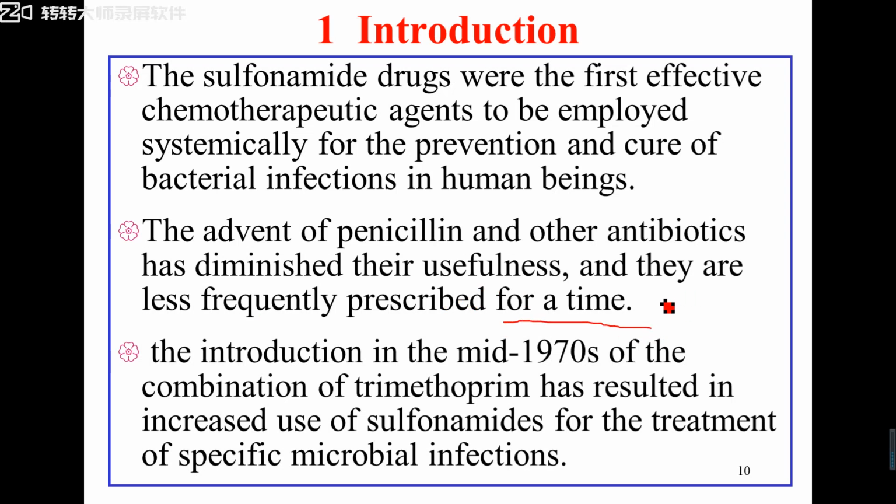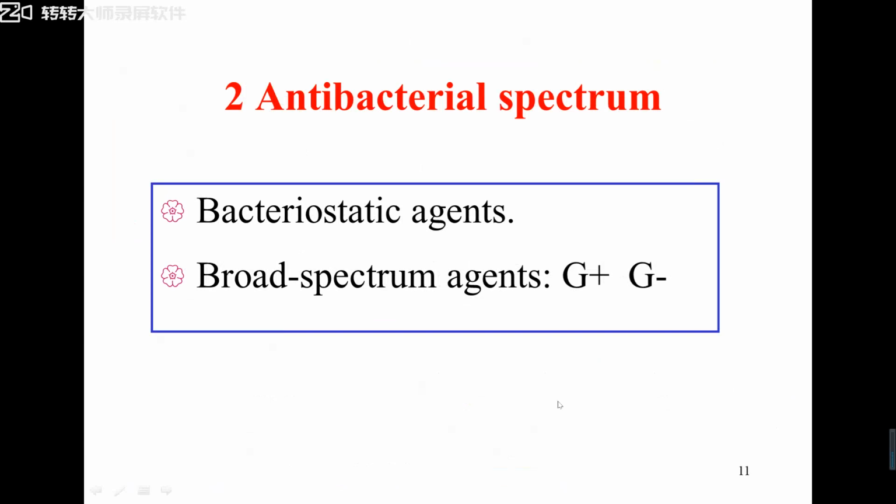But this year in China, we still use sulfonamides. Later, I will explain. The introduction in the middle 1970s of the combination with TMP, trimethoprim, has resulted in increased use of sulfonamides for the treatment of specific microbial infections. So for clinical use of sulfonamides, some special infections, through the combination with TMP, trimethoprim. The mechanism we will explain later.